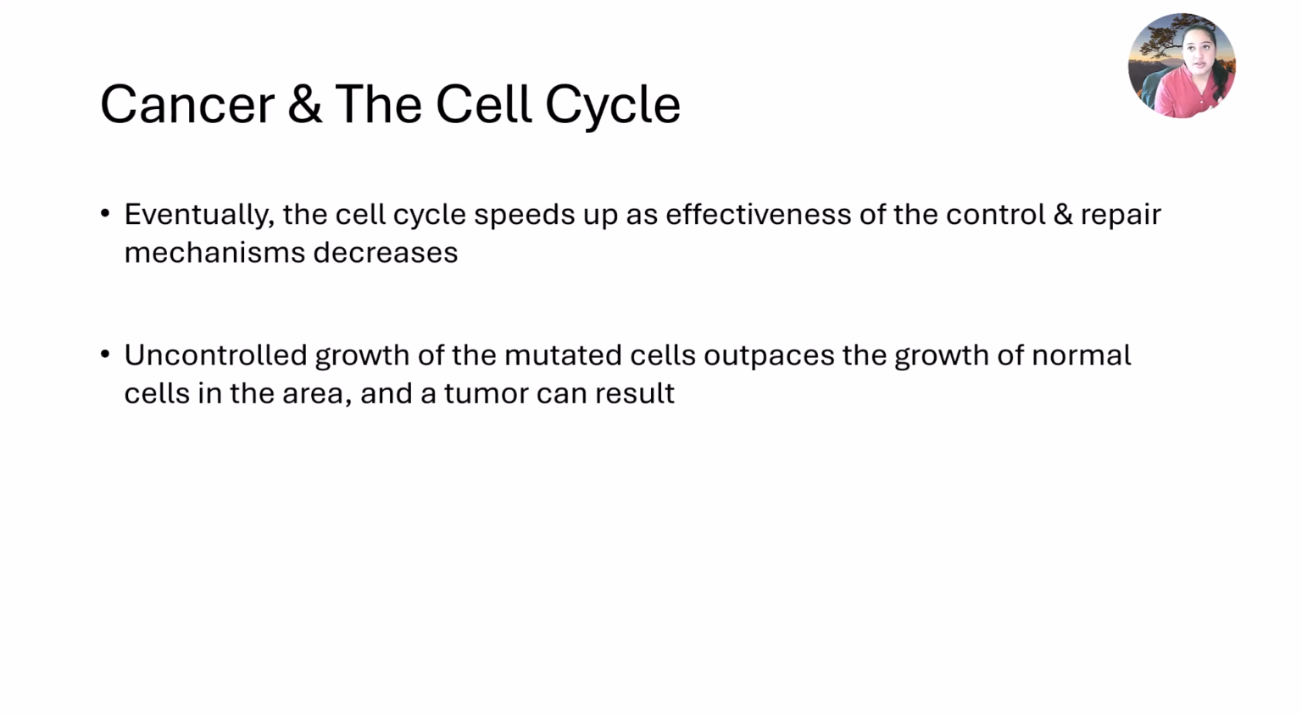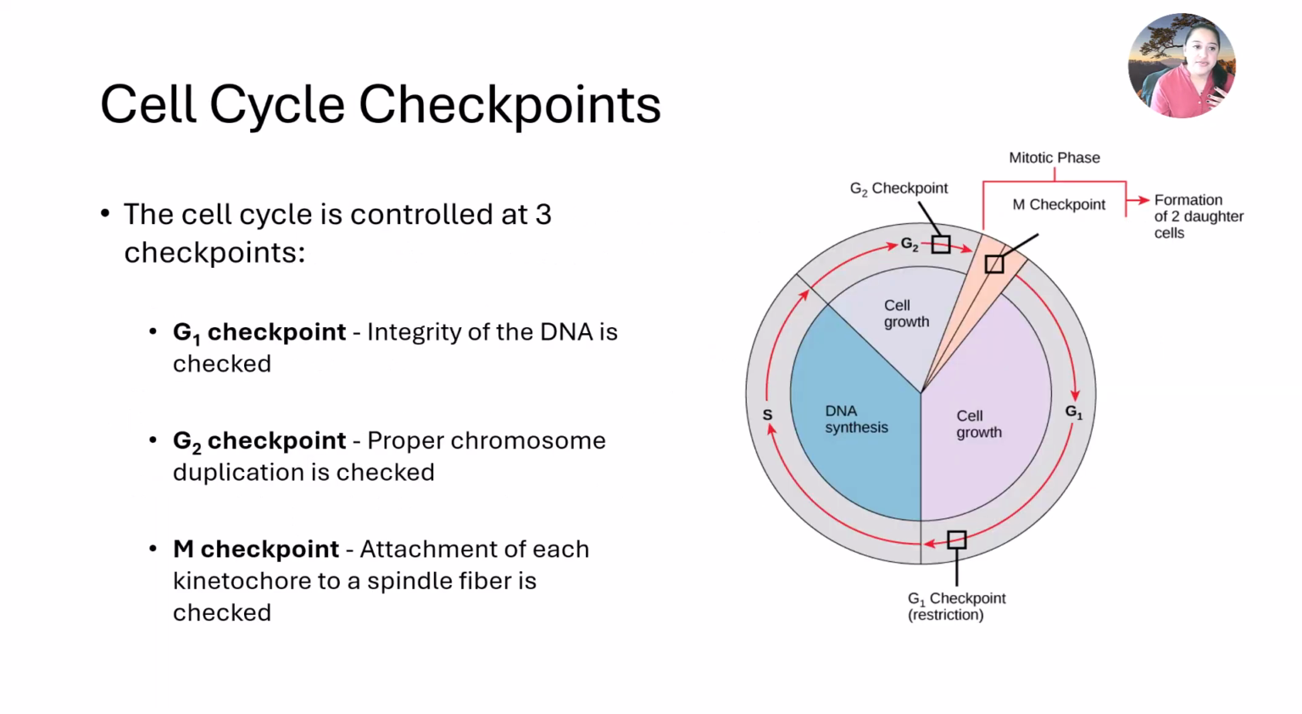But that is how uncontrolled cell division can lead to cancer, because if you mess with these checkpoints, it's going to just keep going and going and then happening faster because there's less and less keeping it in check. So that's why these checkpoints are really important.